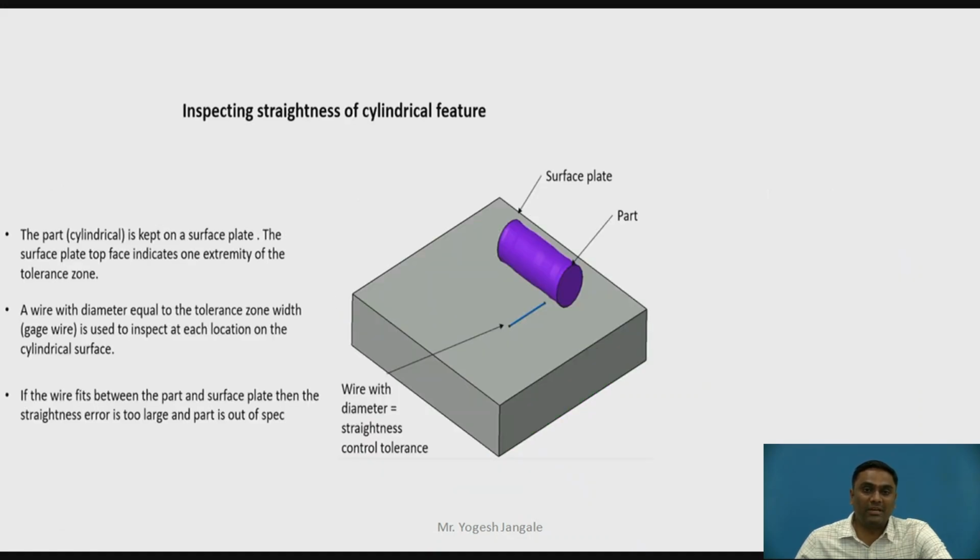Next, how is it going to be inspected? Straightness can be inspected simply with a wire with a diameter equal to the straightness control frame tolerance. A wire with a diameter equal to the tolerance zone width is used to inspect at each location on the cylindrical surface. If the wire fits between the part and the surface plate, then the straightness error is too large and the part is out of specification. We can say it in this way.